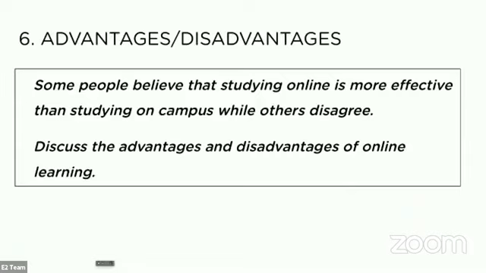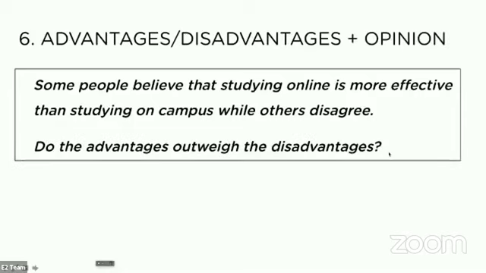Some people believe that studying online is more effective than studying on campus, while others disagree. Discuss the advantages and disadvantages of online learning. It does not say discuss the advantage and disadvantage. It says discuss the advantages, plural, more than one. We need a double idea paragraph for this as well.